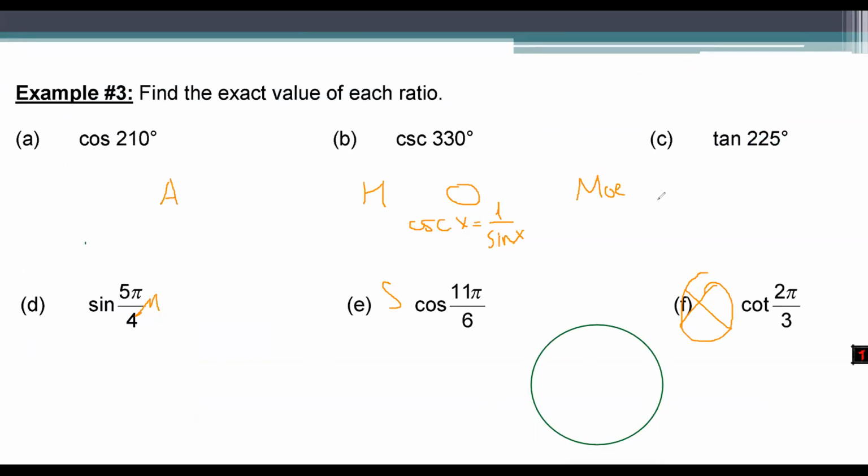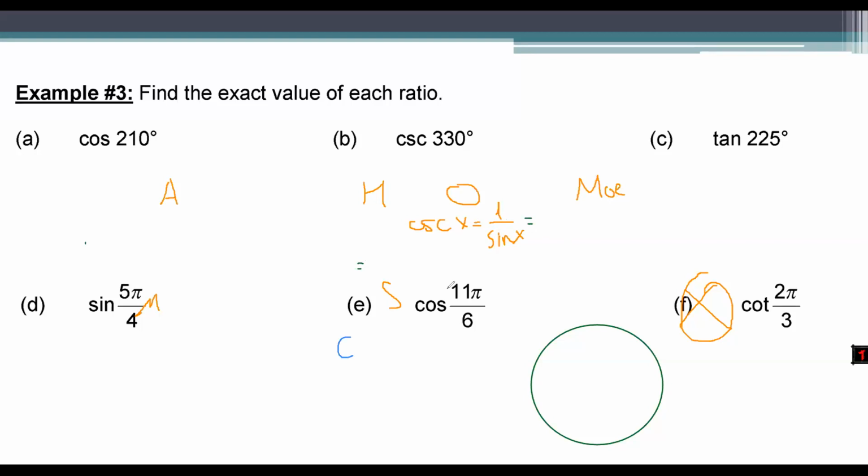You say that sine of 330 equals negative 1 over 2. So using the CAST rule, sine would be positive in the first and second quadrant, but 330 degrees is in the fourth quadrant. So it's going to be negative. And sine of 330 degrees is equivalent to sine of 30 degrees, but on the negative side, so it's going to be negative 1 over 2. So your answer is negative 2. That's correct.